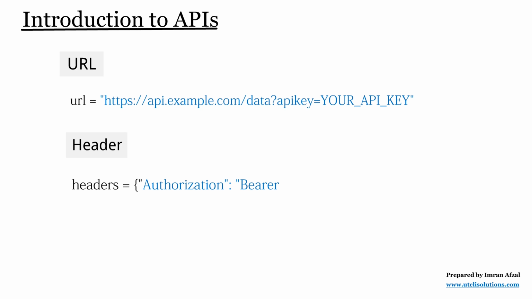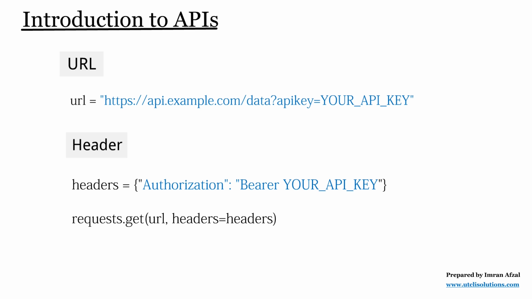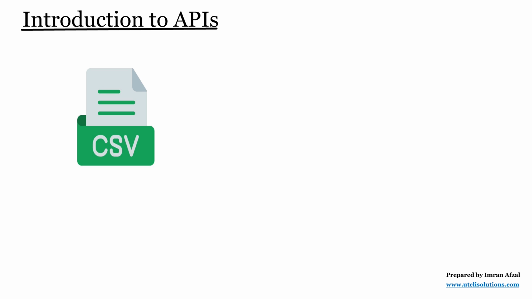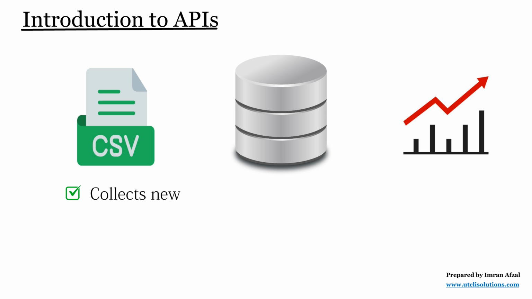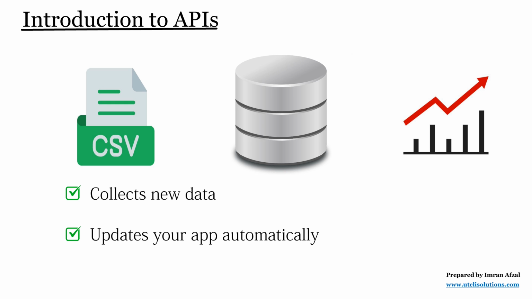When you're done using the API, you can take the data and do many things with it. For example, you can store it in a CSV file, save it to a database, or build a chart to show trends. You can even write a program that runs every day, collects new data from the API, and updates your app automatically. So, this is a simple explanation of what APIs are and how we can use them in Python to connect with real world services.